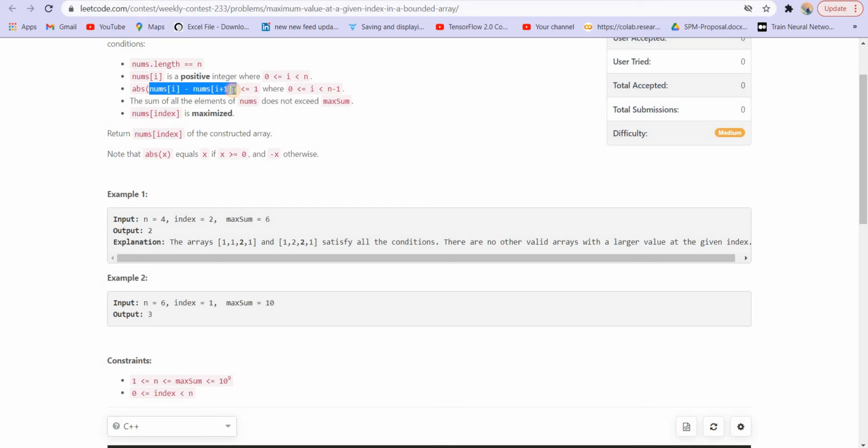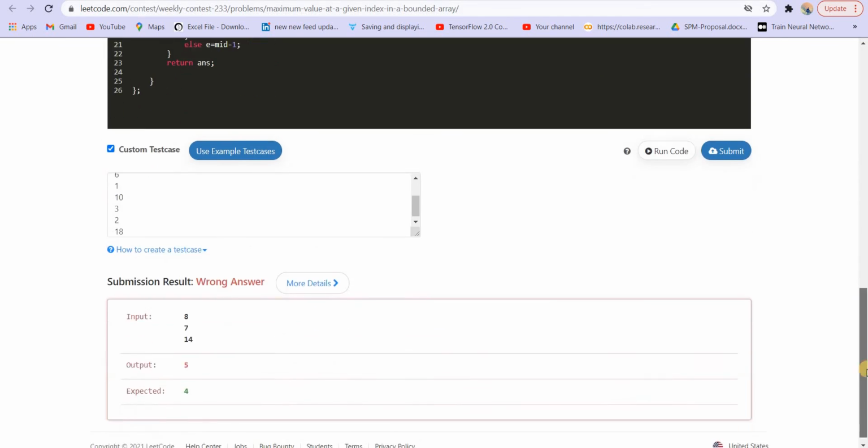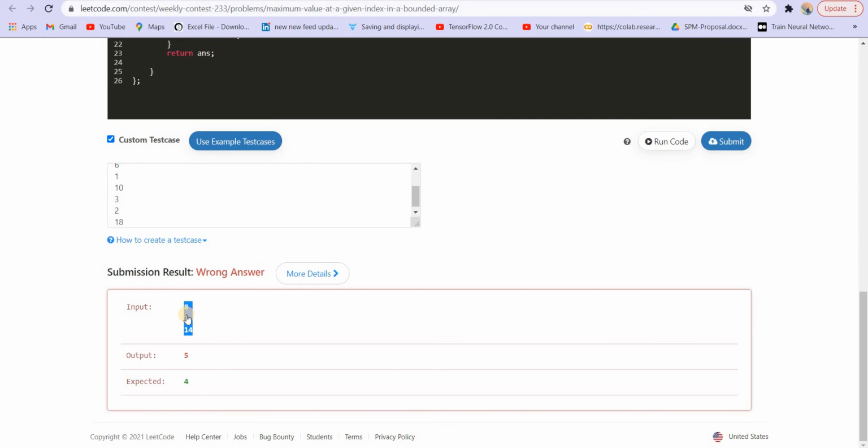Oof. This is the condition, man. Like this, summation of I minus I plus 1, the absolute difference, right? So this is correct only. The absolute difference. This is not an issue. Why is this test case?